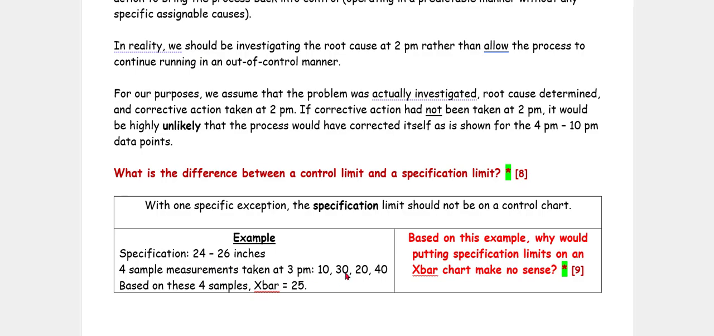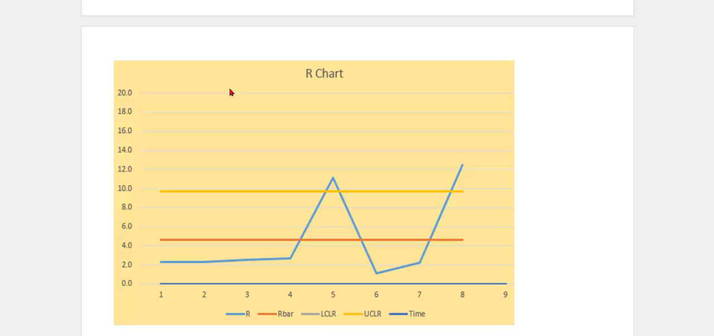But this is out, this is out, this is out, this is out. So taking an average and applying it to a specification makes no sense, because it all revolves around each individual measurement must be within specifications. So this is why you do not put specification limits on control charts. Let's delve into the R chart, which accompanies the X bar chart whenever we're showing the graphs.